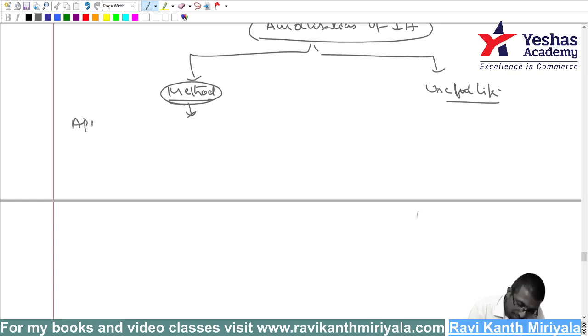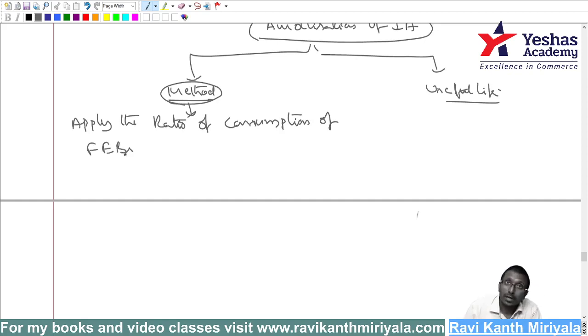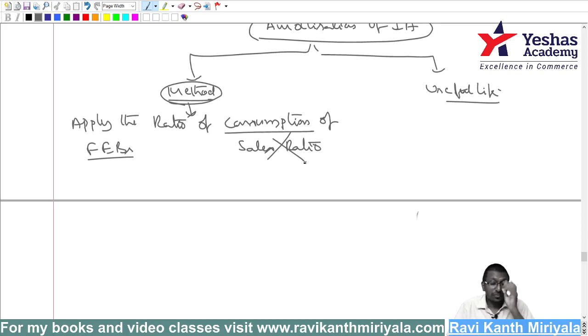Apply the ratio of consumption of future economic benefits. It is not the sales ratio. Strictly speaking, sales ratio is not permitted. But in the question, if they say sales ratio, you follow that because you don't have another choice. That's why you have to follow it. Consumption ratio. Okay, but why not sales ratio, sir? My dear, sales value will be fluctuating based on the market, competitors, etc., not based on the intangible asset.